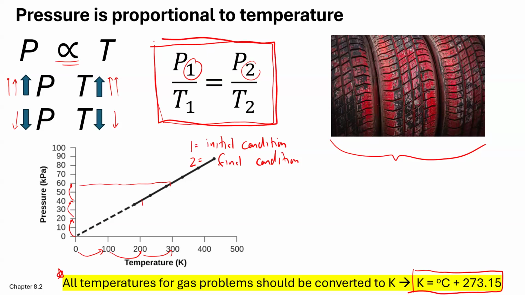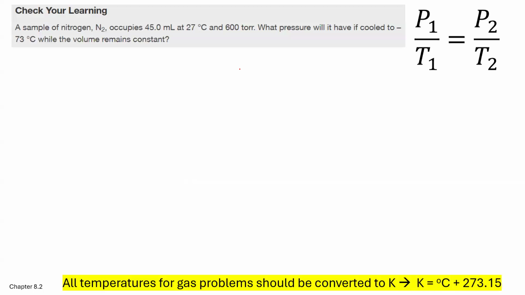There's going to be four main equations in this chapter, and I'll summarize some of them at the end of the next subtopic. That way we could have just one equation. All right, so again, pressure is proportional to temperature. P1 over T1 equals P2 over T2. All right, let's move on and try this out.